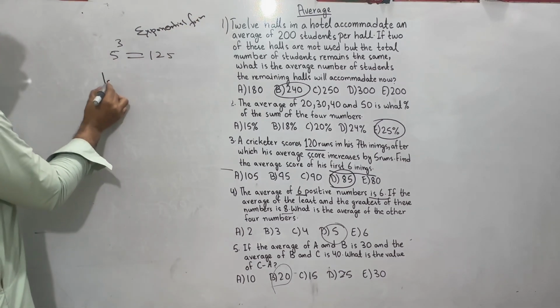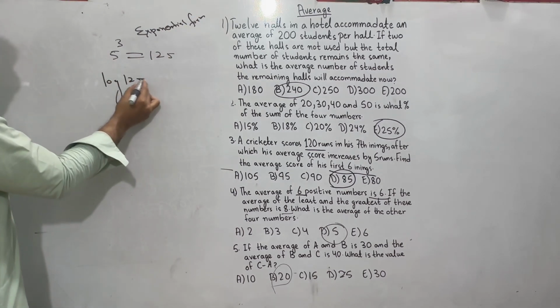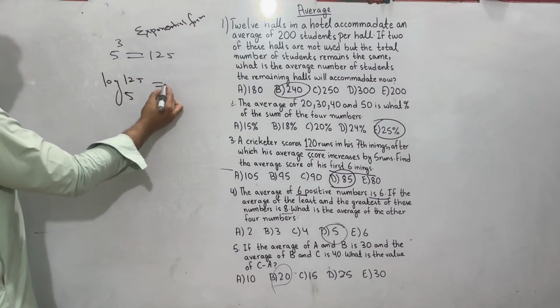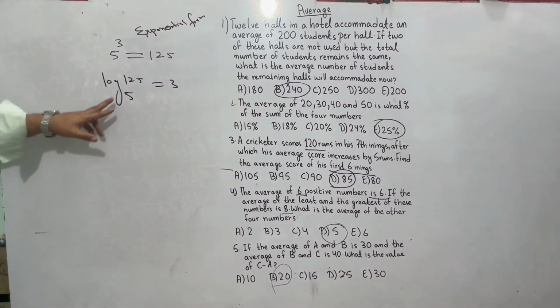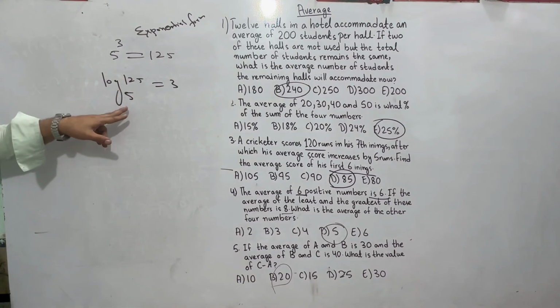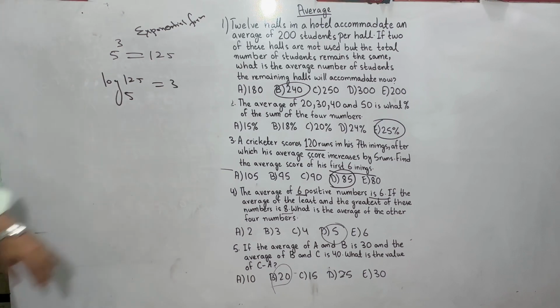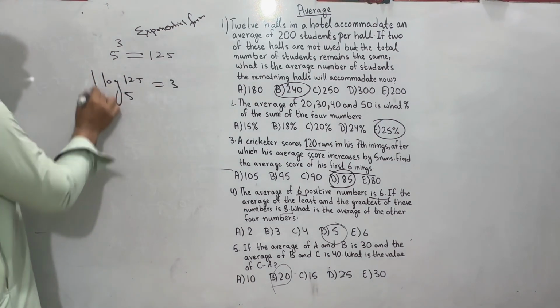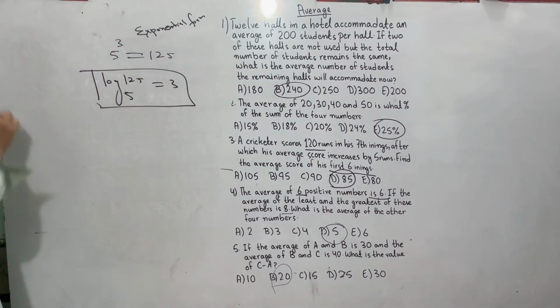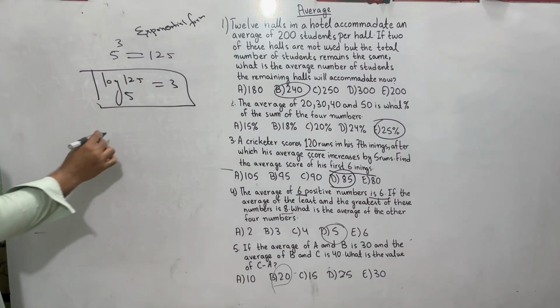One can write in log: log of 125 to the base 5 is equal to 3. This is the exponential form and this is the logarithmic form. Let's see one more question, another example.